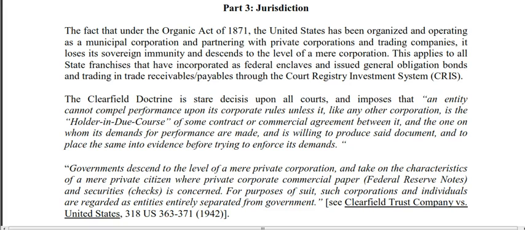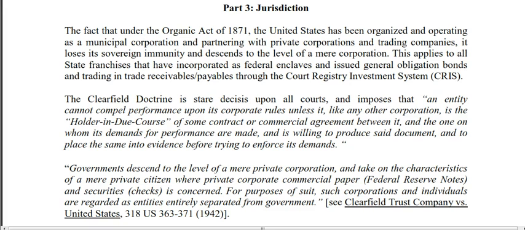The Clearfield Doctrine is stare decisis upon all courts and imposes that an entity cannot compel performance upon its corporate rules unless it, like any other corporation, is the holder in due course of some contract or commercial agreement between it and the one of whom it demands performance, and is willing to produce said document and place the same as evidence before trying to enforce its demands.